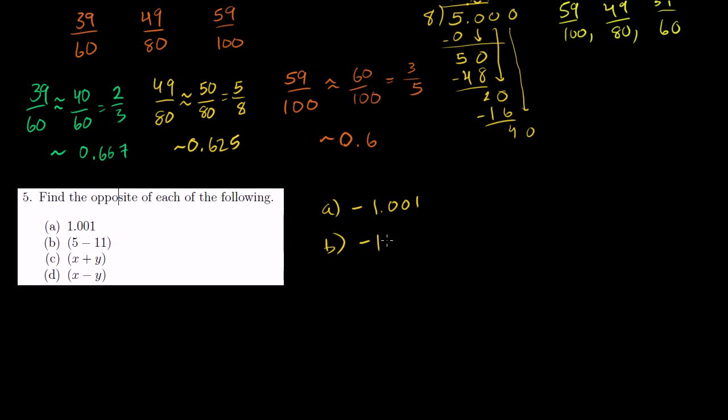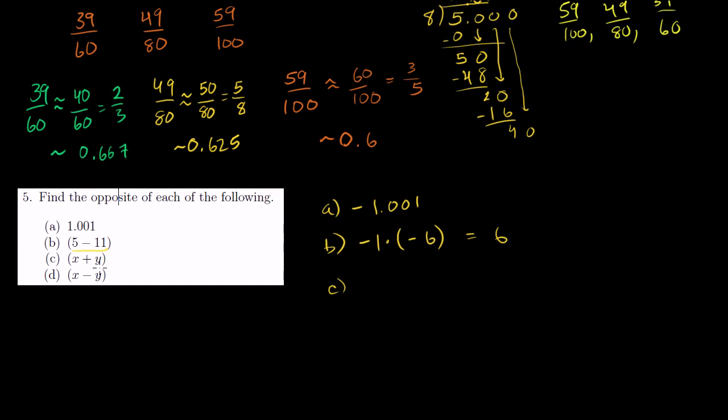For part B, the negative of 5 minus 11, well, we could write it, it's going to be negative 1 times, well, what's 5 minus 11? 5 minus 11 is negative 6. This number right here is negative 6. So the opposite of negative 6, negative 1 times negative 6, is going to be equal to 6.